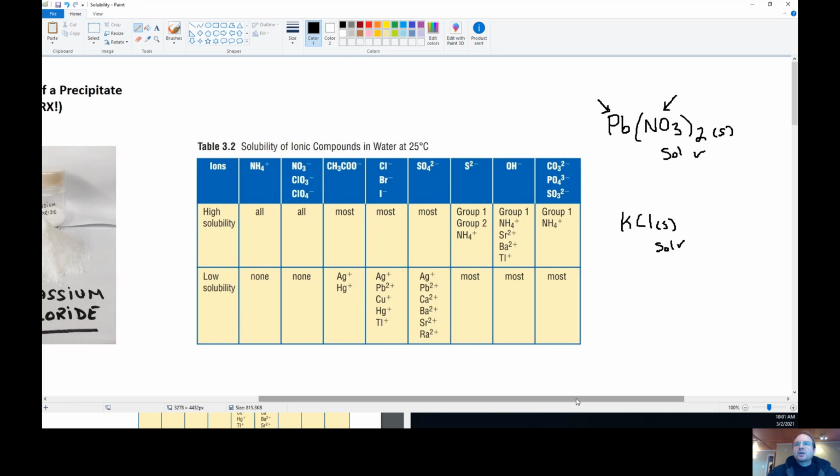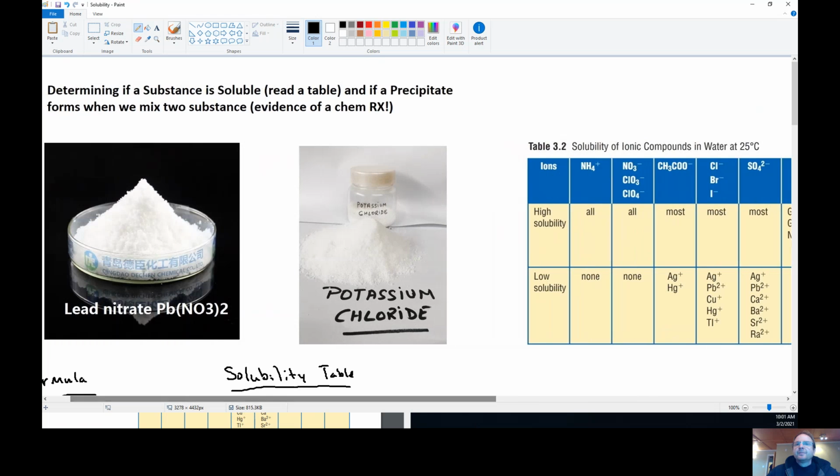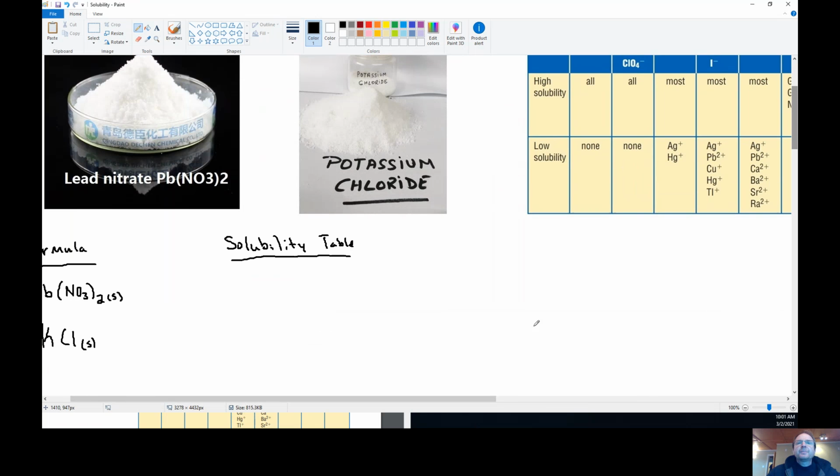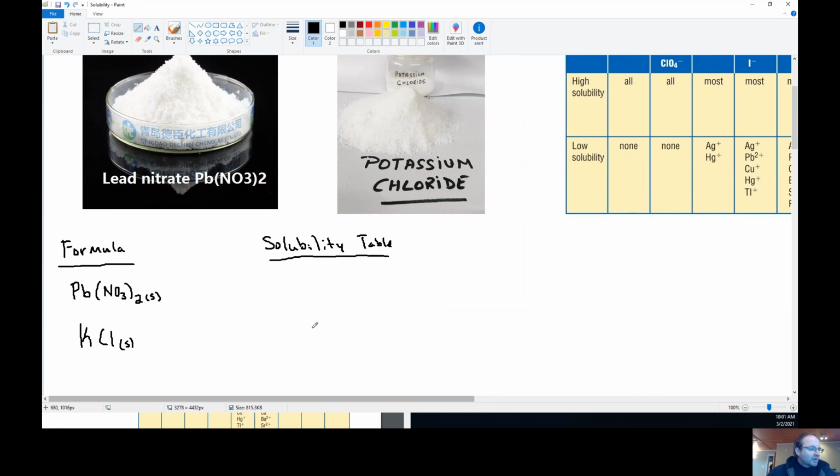Let's go back to that chart that we made, where we put the formula. And then we check the solubility table. And indeed, this one is soluble. And the reason, and you're going to want to put this down, it does tell you up there on the table: anything with nitrate. So nitrate's obviously pretty powerful in terms of solubility.